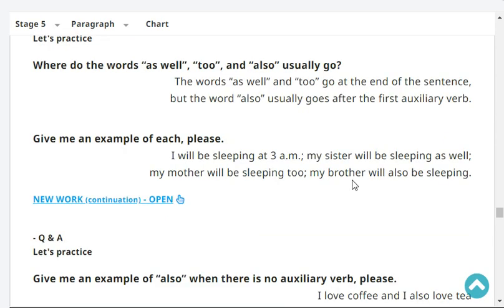Give me an example of each, please. I will be sleeping at 3 a.m. My sister will be sleeping as well. My mother will be sleeping too. My brother will also be sleeping. Very good.